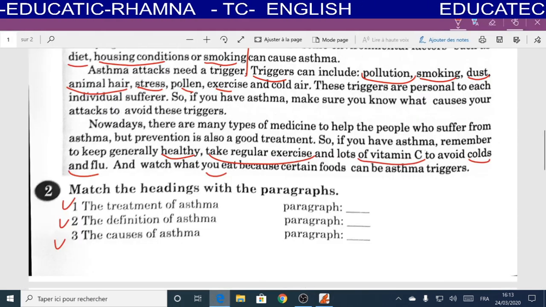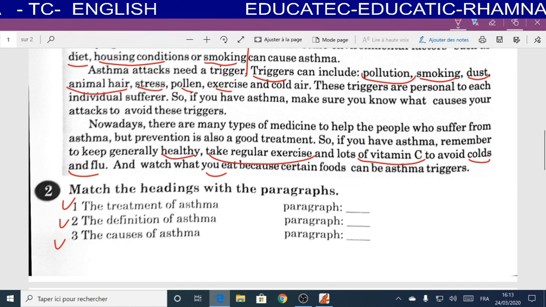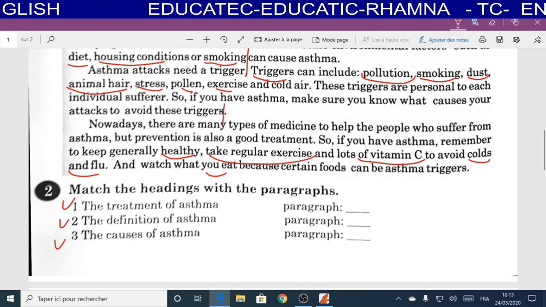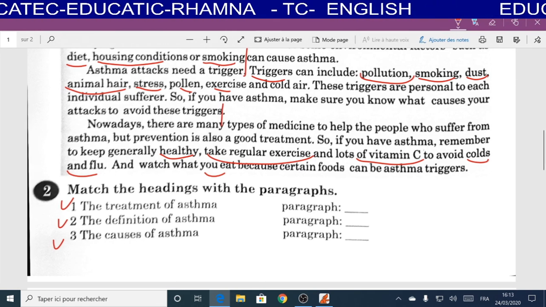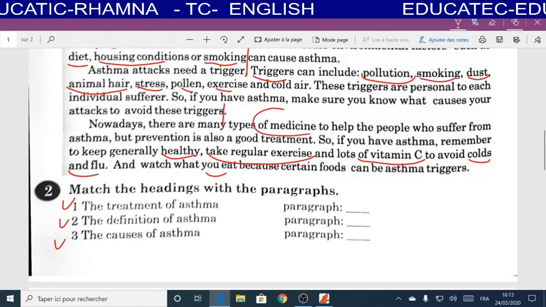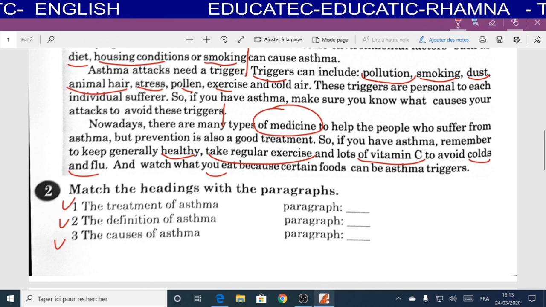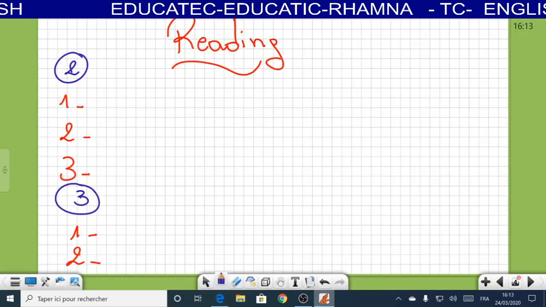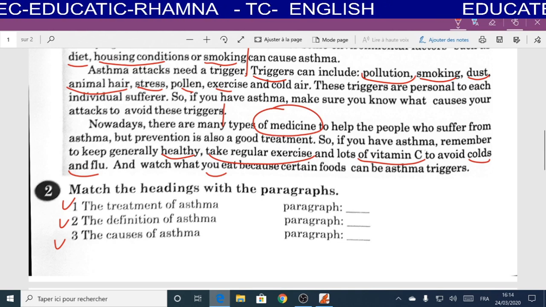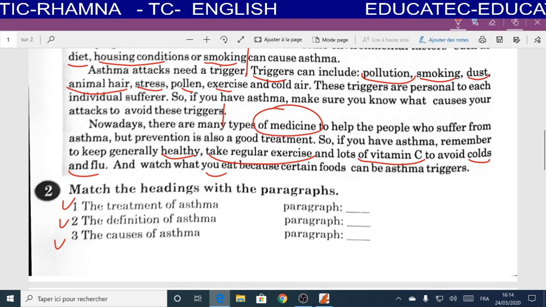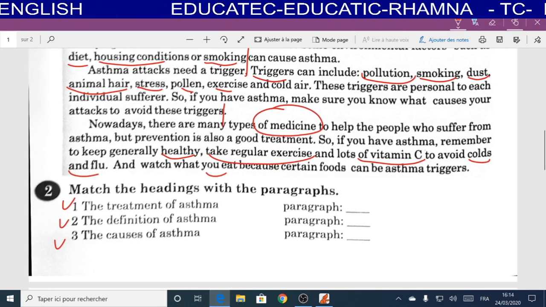So the treatments of asthma, which paragraph do we find the treatments of asthma? Nowadays there are many medicines. Okay, so this is the treatment. This is the treatment of the disease. So which paragraph is it? It is paragraph 5. Here we have paragraph 5. Okay, and then the treatment of the asthma is paragraph 5, or I think we can write it here too. Okay, that's paragraph 5, as you can see.